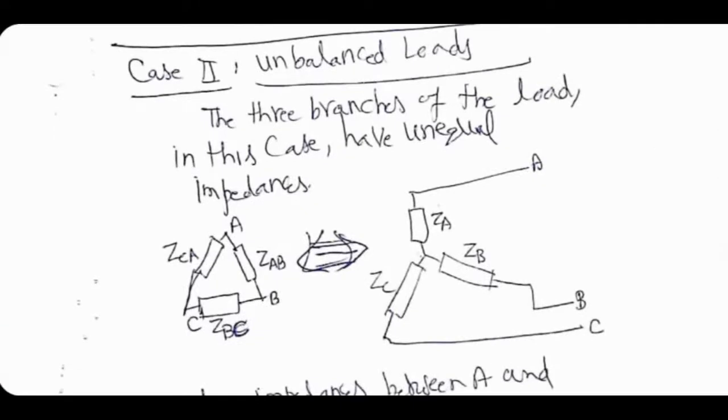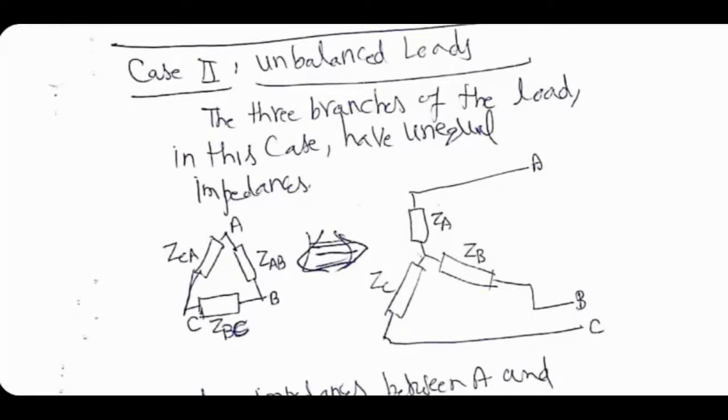Here, I am assuming unequal impedances. Between A and B in delta configuration, I have got ZAB. Between B and C, I have got ZBC. And between C and A, I have got ZCA. And the equivalent Y configuration, let's say, has ZA in the top branch, ZB in the right-hand branch, and ZC in the left-hand branch. Then what will be the formulas?